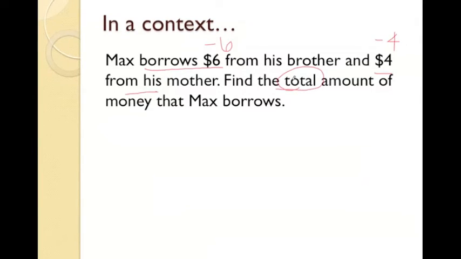Because it's asking to find the total amount of money borrowed, we're going to be adding, right? Total signifies put them all together. So if we borrow $6 and we borrow $4, we end up with the addition sentence negative 6 plus negative 4, which equals negative 10. If we use the absolute value, the absolute value of negative 6 is 6, plus the absolute value of negative 4 is 4. 6 plus 4 is 10. Use the sign.